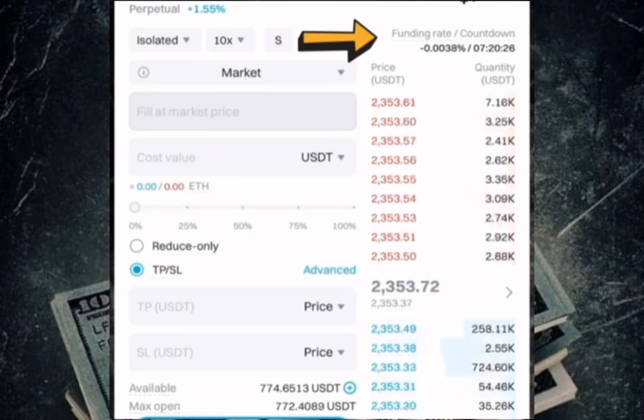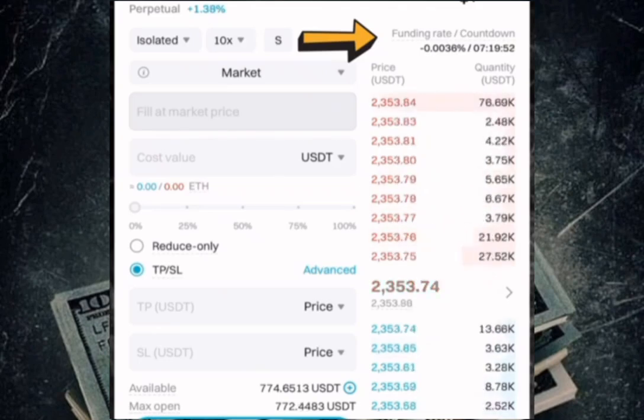What this means is that anybody who is taking a short position for the next 7 hours, 20 minutes, will be paying this percentage as a fee. So if you are taking a short position within the next 7 hours, as at the time of recording this video, you will be paying this percentage as a fee. I hope you understand all of these things.